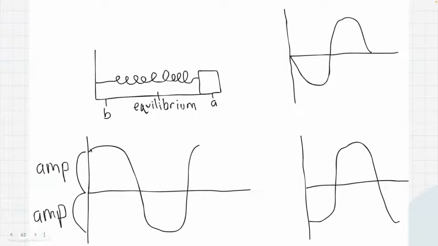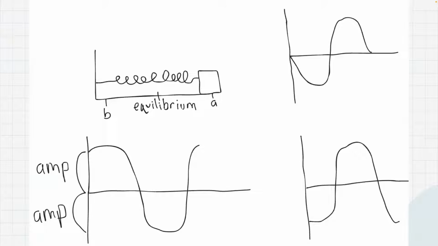Position starts out positive, then it decreases. It'll reach 0 at the equilibrium. Then it'll go to the right, reach its maximum amplitude B here. Then it'll go back to the equilibrium. And then it'll go back to the starting point. So this bottom left one represents the position as a function of time.